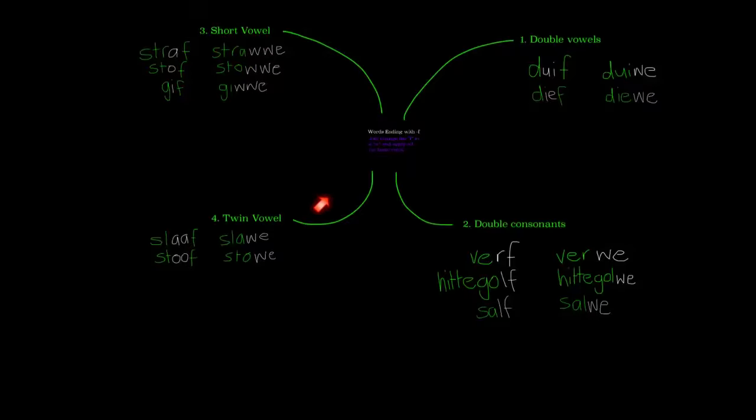The twin vowels are the same. The one vowel gets scared and runs away. Then we're only left with the one. And we change the F to a W, and because that vowel is brave, it's okay that he has to kiss the E. So slaaf becomes slava, stoof becomes stova, and it stays a nice long sound.